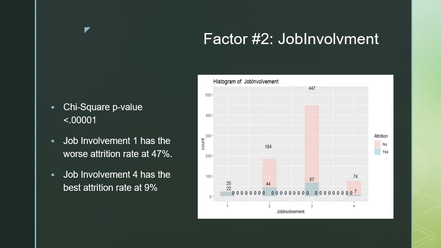So factor number two, job involvement. As you can see within this chart, job involvement number one actually has the worst attrition rate at 47%. In comparison though, job involvement number four has the best attrition rate at 9%.